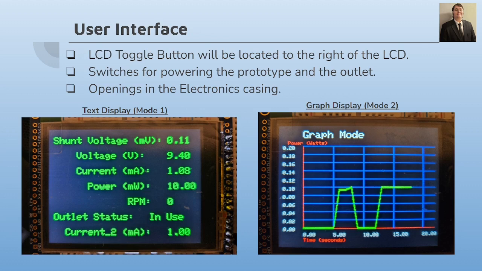The image on the left shows the text mode and the image on the right shows the graph mode. The shunt voltage and current 2 values are only present for testing and will not be used in the final version. The toggle button will be placed to the right of the LCD screen and will allow the user to change between modes. The outlet and two switches will be located beneath the LCD screen. One will turn the outlet on or off, and the other one will be used to control the power to the prototype.